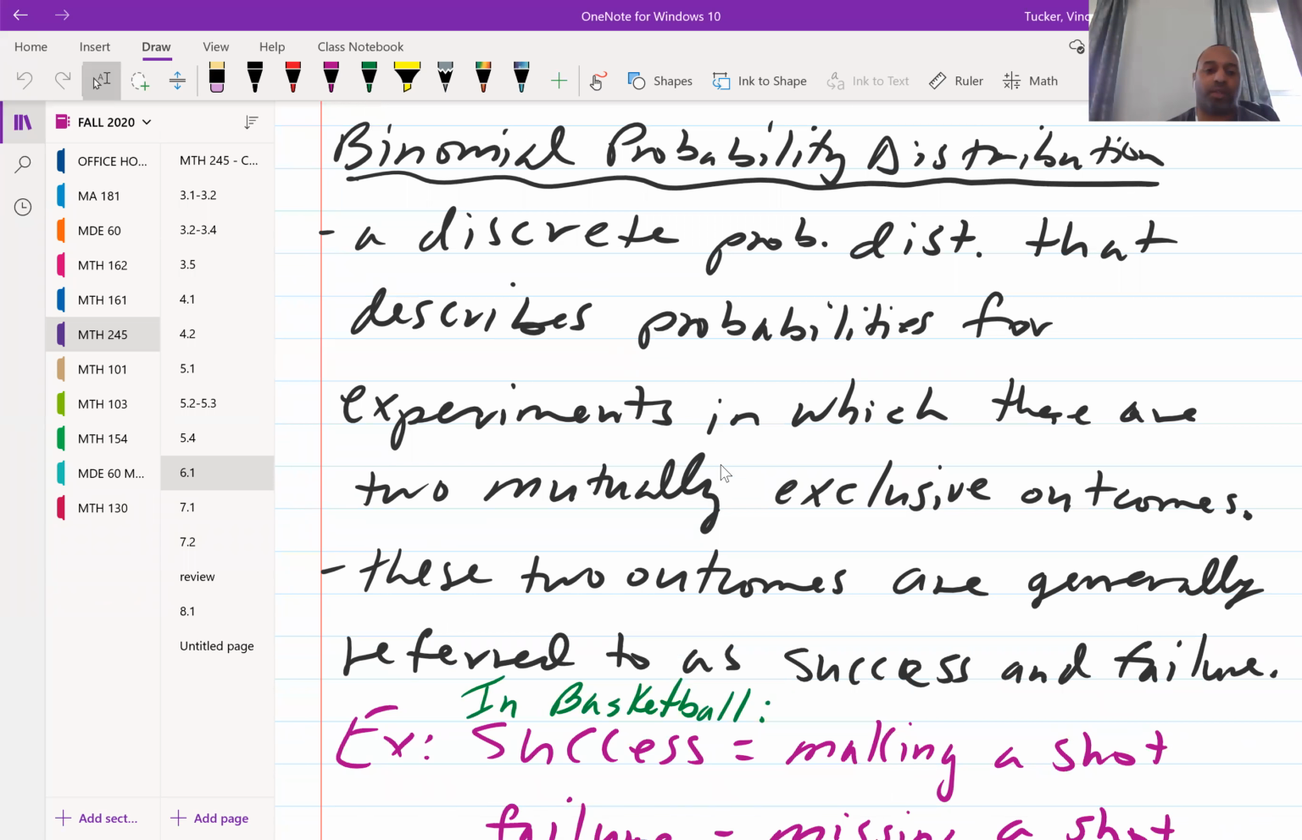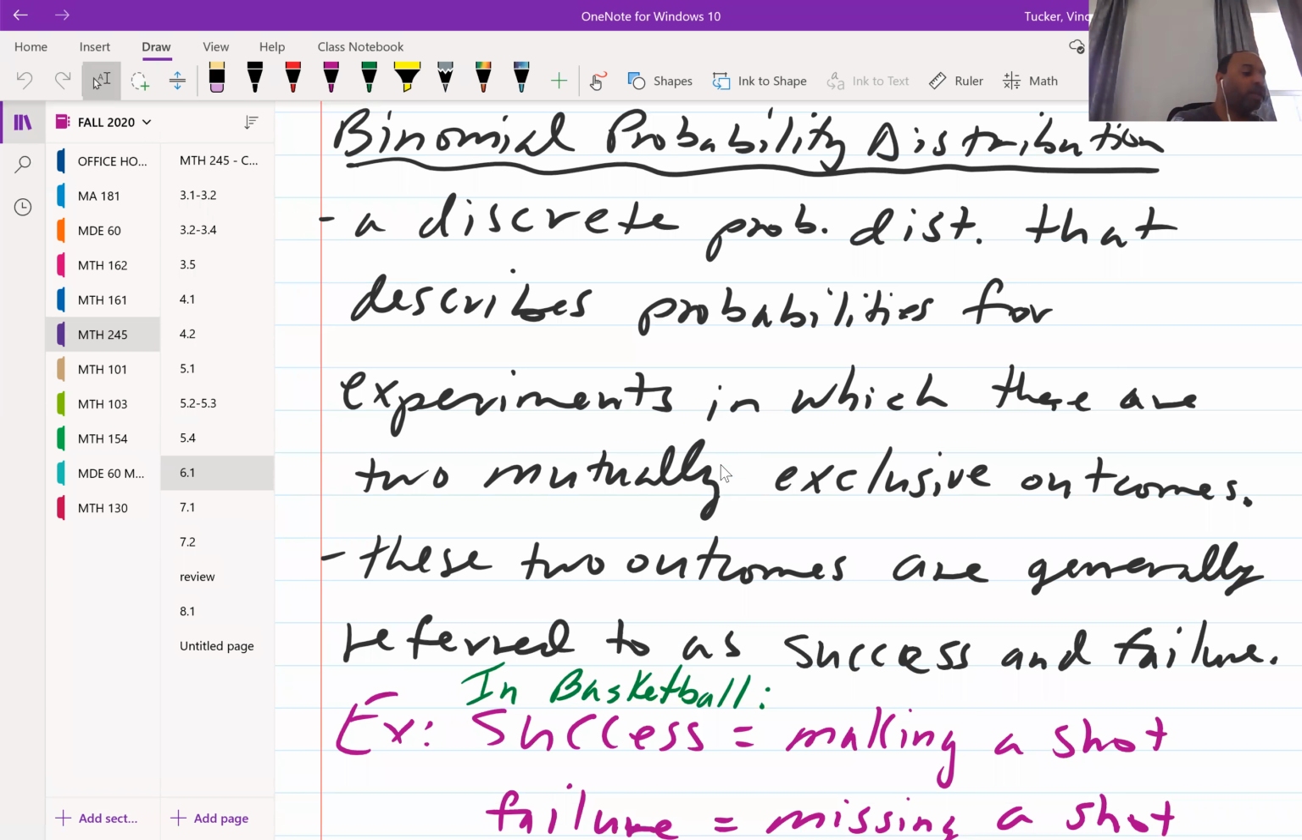These two outcomes are generally referred to as success or failure, success and failure. So an example of that in basketball, success would be considered making a shot. Failure would be considered missing the shot.